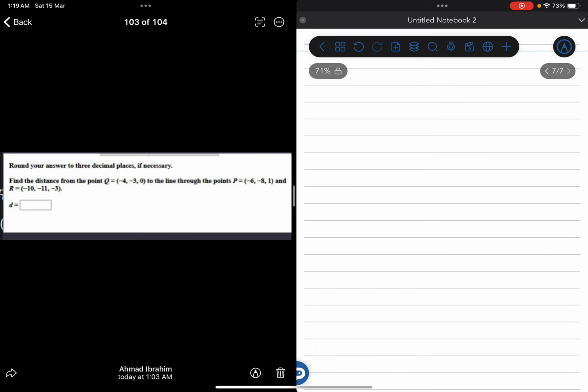Fourth question, find the distance from the point Q, negative 4, negative 3, 0 to the line through the points P and R. Okay. So here you have to know the formula for the distance from a point to a line, which is D equal magnitude of PQ cross PR, the vector of course, over the magnitude of PR.